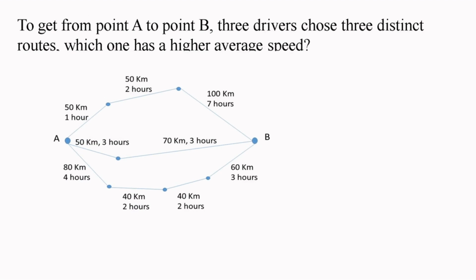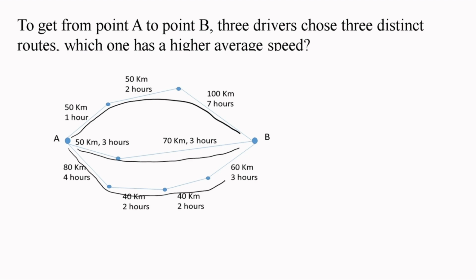Here we have another example. To get from point A to point B, 3 drivers choose 3 different routes. Which one has higher average speed? So it's going to be the first route for the first driver. This is going to be the second route for the second driver. And this is the last route for the third driver. We must calculate average speed for each one, and then we must specify which one has higher average speed. Okay, we call it first driver, second driver, and third driver.